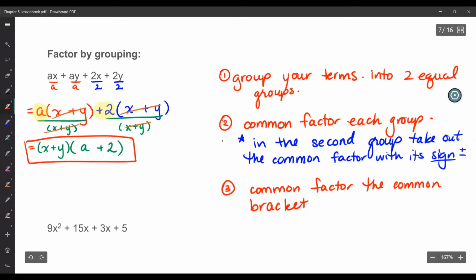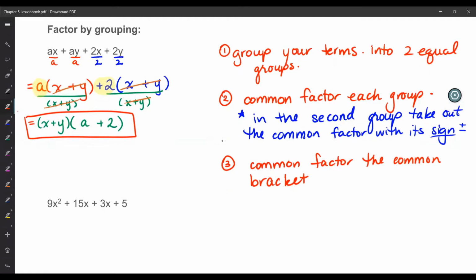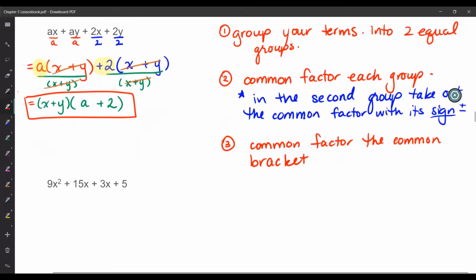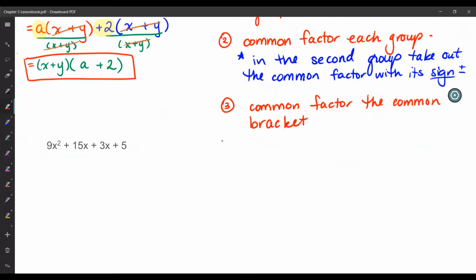Okay, this is going to take maybe a little bit of practice to get the steps down. So we'll try another one here. Just follow the steps that I've written for you. Okay, so we're going to group our terms into two equal groups. I'm going to choose this as group one. This will be group two.